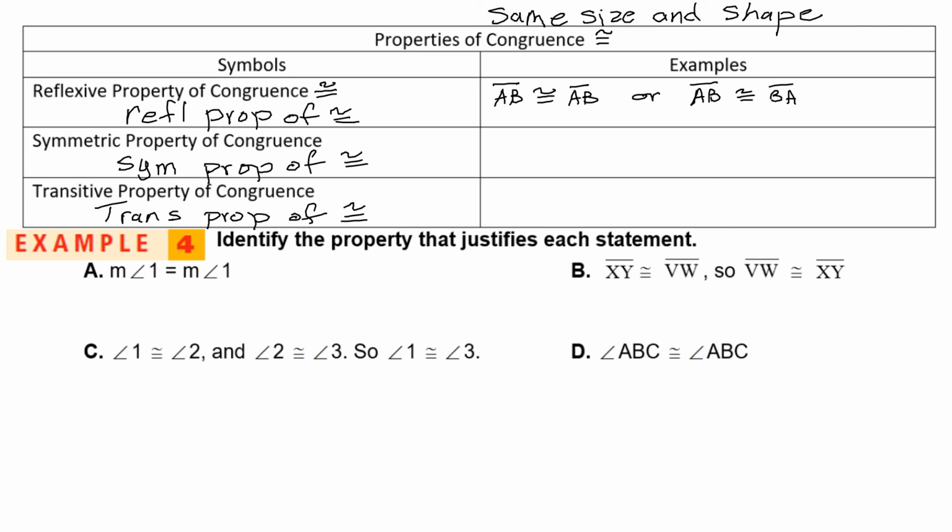Then symmetric property, if you've got angle 1 and it's congruent to angle 2, then angle 2 is congruent to angle 1. Again, notice that there are two congruent signs on symmetric and one congruent sign on the reflexive because this is two different examples.